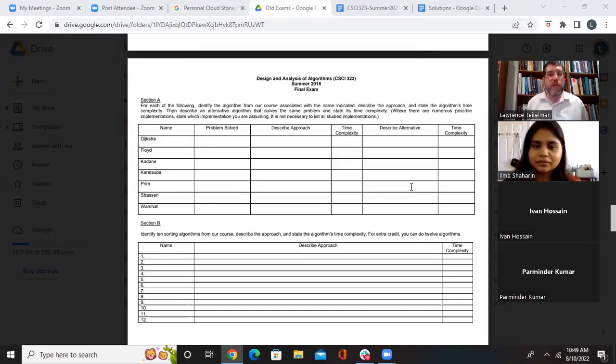All right, next up, Kadane's algorithm. So Kadane's algorithm finds a maximum sum subarray, right? Basically looks at contiguous elements in an array, says what's the largest sum we can get. This approach is a dynamic programming approach. Time complexity is linear. And what's an alternative to that?